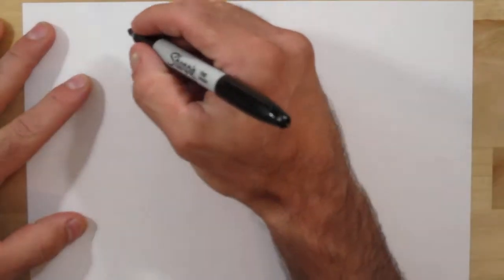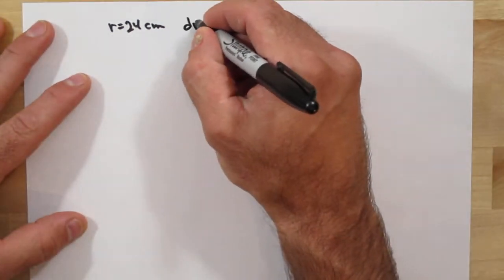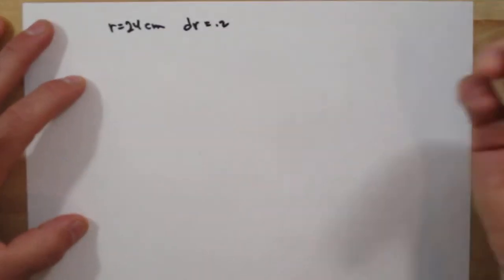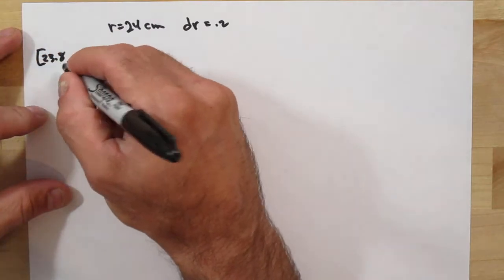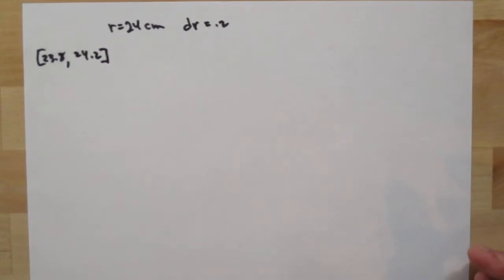So let's do it. The last example is a word problem that says the radius of a disk, we're assuming the disk is a circle, is given as 24 centimeters with a maximum error in measurement of 0.2. That tells us dr is equal to 0.2. So our radius could be anywhere between 23.8 and 24.2. Just values to be aware of.